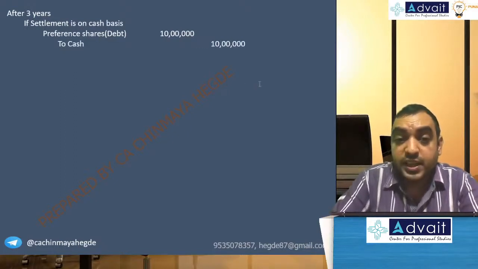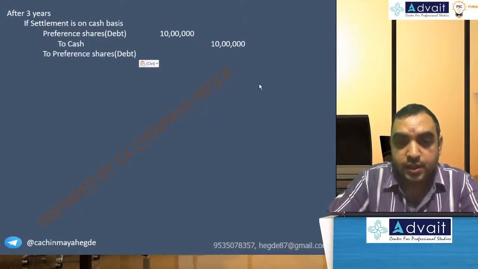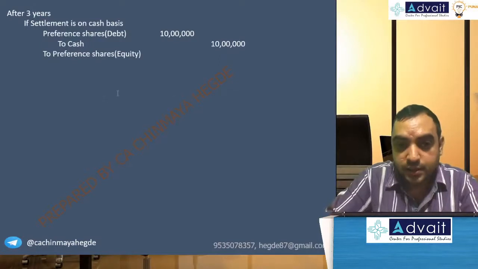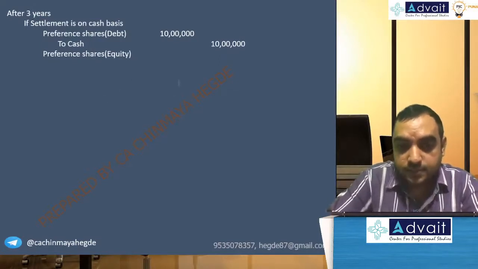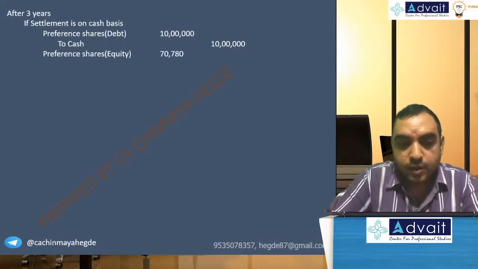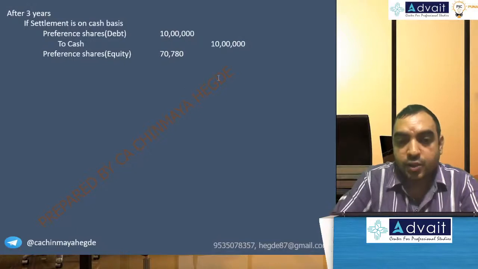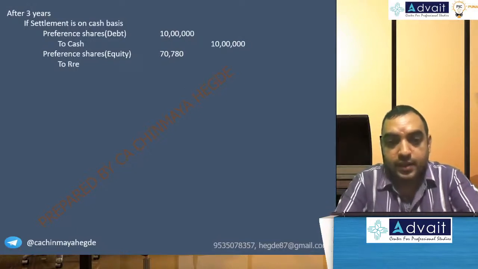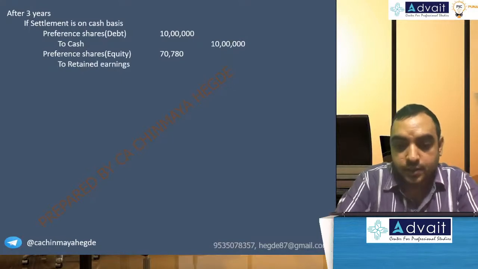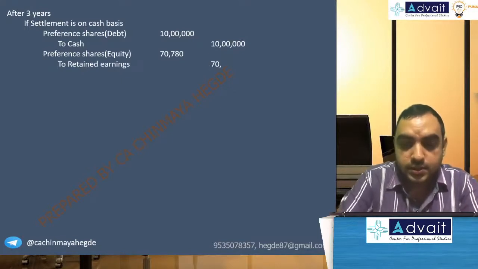What will happen to the equity component now? Preference share equity, that is the 70,780 we had, will be transferred to other equity or retained earnings or general reserve, whatever you call it, retained earnings, 70,780.